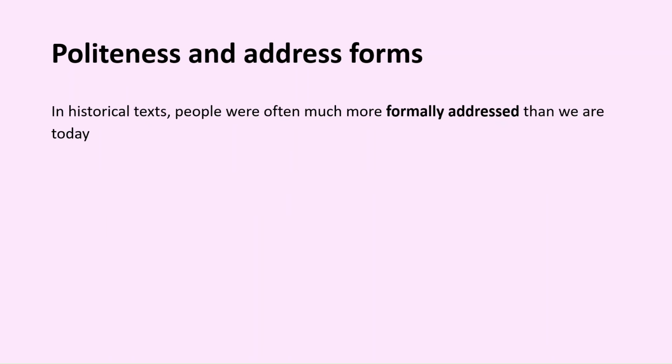In historical texts, people were often much more formally addressed than we are today. Social hierarchies were much more rigid, and this is reflected in the way people use language to show respect or deference. Titles, honorifics, and address forms were very important, and their usage can tell you a lot about the social dynamics of the time.